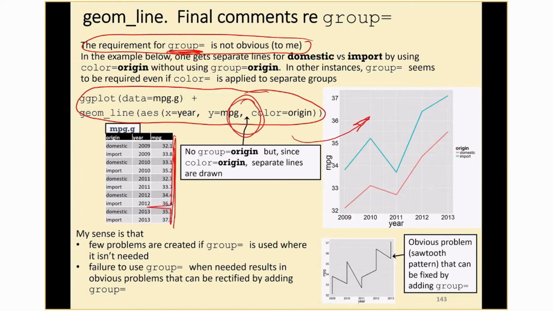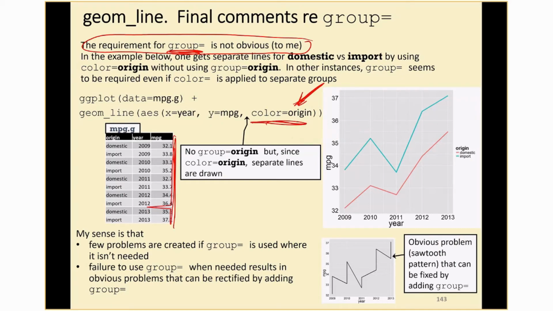So what appears to be happening in this block of code is that mapping color onto origin seems to have been adequate to generate these two separate lines without having to group by origin. And so the obvious question is, okay, when do you need to use group equals? When is it required and when is it not? And frankly, it's not terribly obvious to me.